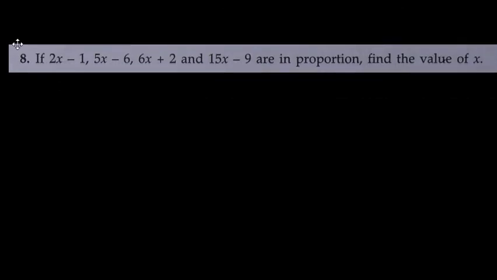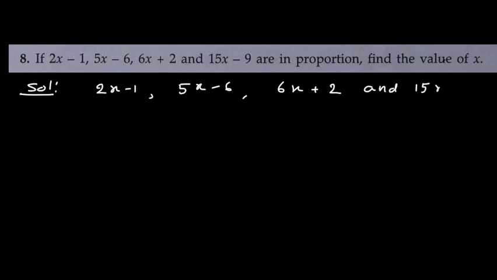If 2x minus 1, 5x minus 6, 6x plus 2 and 15x minus 9 are in proportion, find the value of x. So I have to find the value of x if these numbers are in proportion. So as these numbers are in proportion, product of extreme is equal to product of mean. So here in solution I will say that 2x minus 1, 5x minus 6, 6x plus 2 and 15x minus 9, these numbers are in proportion.